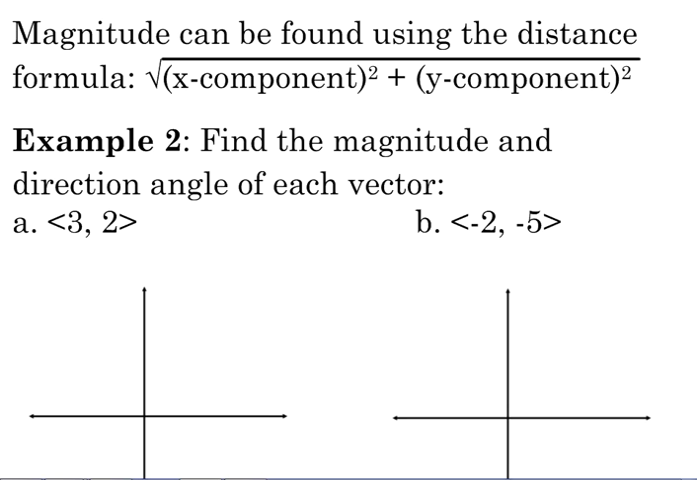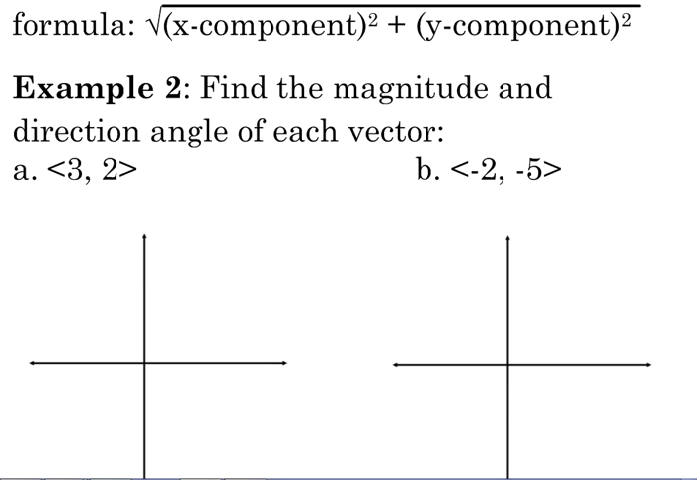So let's look at, I'm going to do one and then I'm going to let you do one. If I give you the component form, let's find the magnitude and direction angle. Again, you don't have to draw it, but let's draw it to see if we can catch any mistakes here. So 3, 2, that means our x component is 3, our y component is 2. So that's putting our vector right here in the first quadrant. It's closer to horizontal than it is to vertical.